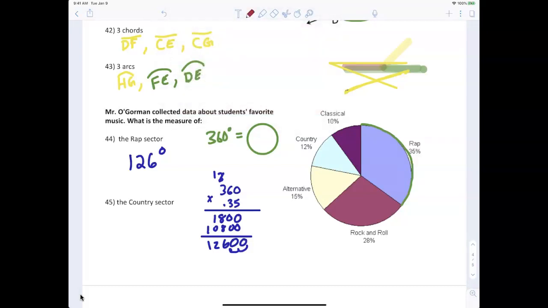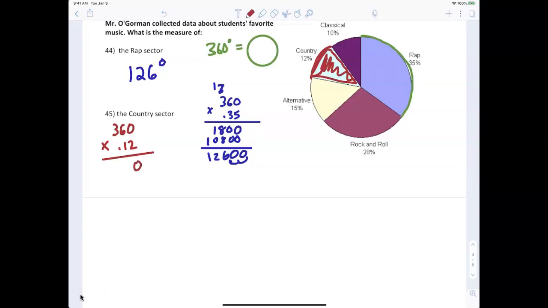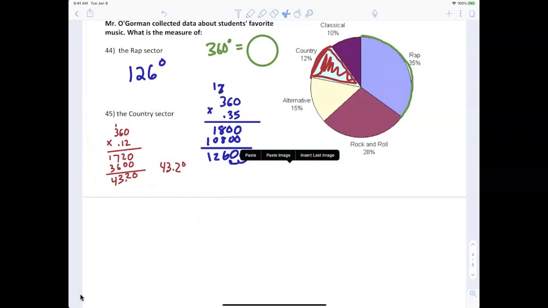Now, let's do this. The county sector, alright? The county sector is just this guy, which is 12%. So again, we just do 360 times 0.12. Okay, 0, 2 times 6 is 12, 3 times 2 is 6, plus 1 is 7, 0, 0, 6, 3, so now we have 0, 2, 13, 4, move the decimal 2 places, so it looks like 43.2 degrees. Okay? So the county is 43.2 degrees.